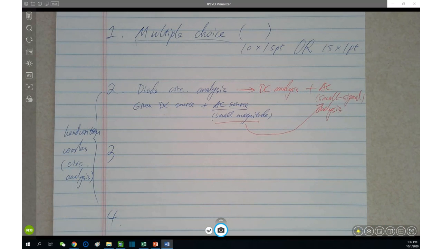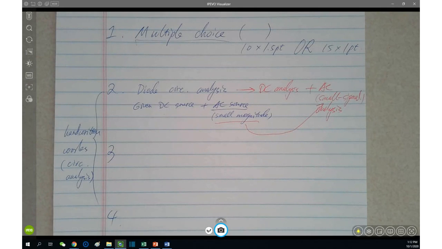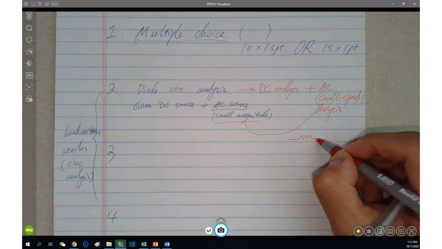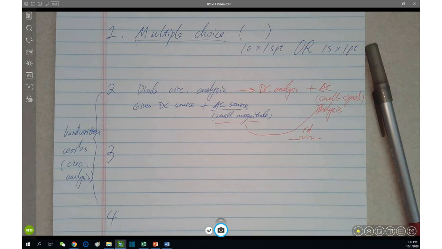Who remembers what is the small signal model of the diode? Anyone knows? Anyone still remember? Open circuit? No. Resistance. Yeah, very good. And what we call it, rd, right? rd. And here by the model, I mean the on model, because if it is off, then of course it's an open circuit.